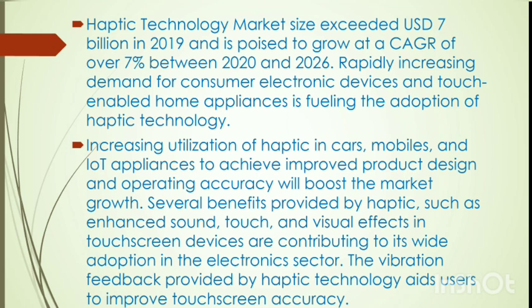Rapidly increasing demand for consumer electronic devices and touch-enabled home appliances is fueling the adoption of haptic technology. Increasing utilization of haptics in cars, mobiles, and IoT appliances to achieve improved product design and operating accuracy will boost the market growth. Several benefits provided by haptics, such as enhanced sound, touch, and visual effect in touchscreen devices, are contributing to its wide adoption in the electronics sector. The vibration feedback provided by haptic technology helps users improve touchscreen accuracy.